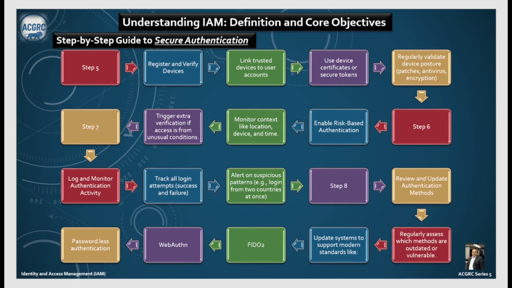Then, the next step is to log and monitor authentication activities and track all login attempts, success as well as failures. Alert on suspicious patterns, example login from two countries at once. Once you have achieved this, you move on to review and update your authentication methods. Regularly assess which methods are outdated or vulnerable. Update systems to support modern standards like FIDO2 or WebAuthn, and then move to passwordless authentication.